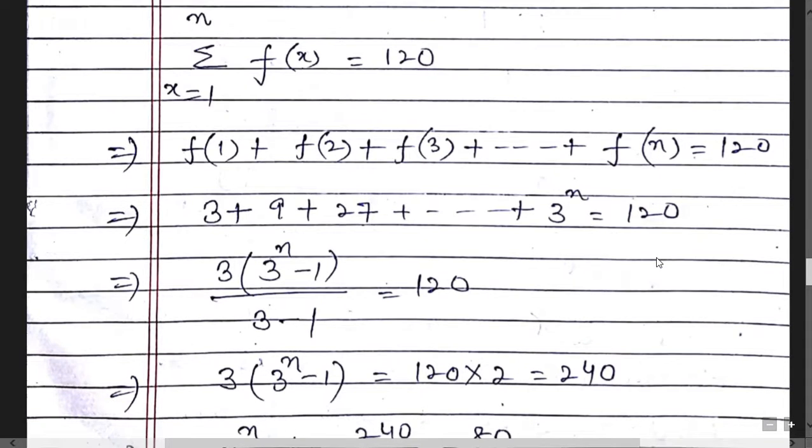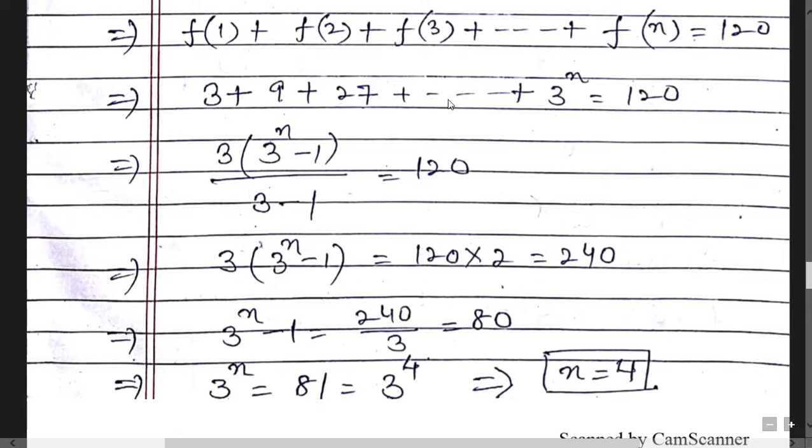Now apply the formula for Sn because it's a GP: a into r raised to power n minus 1, divided by r minus 1. The answer is 120. Now 3 minus 1 is 2. When multiplied by 120 it gives us 240. Then divided by 3 it's 80. Then add 1, it's 81. It means 3 raised to power n can be written as 81, and 81 further can be written as 3 raised to power 4. It means the answer is n equal to 4.